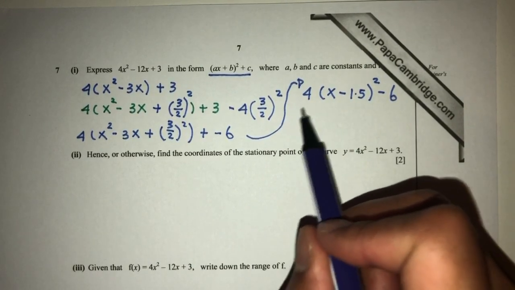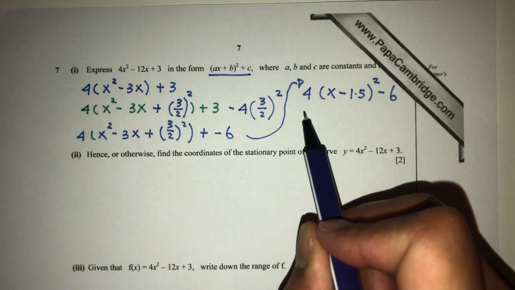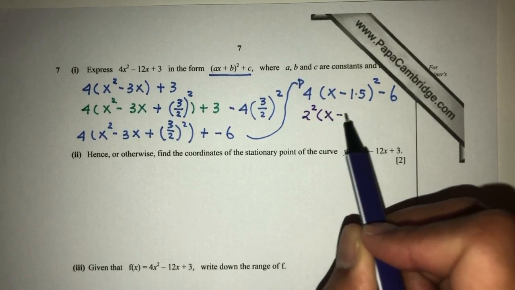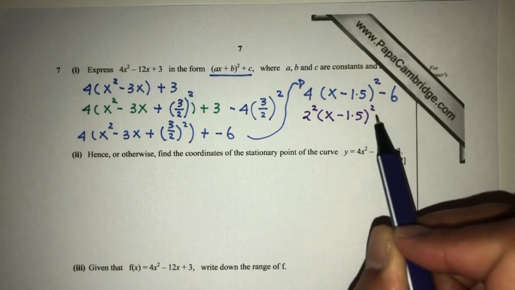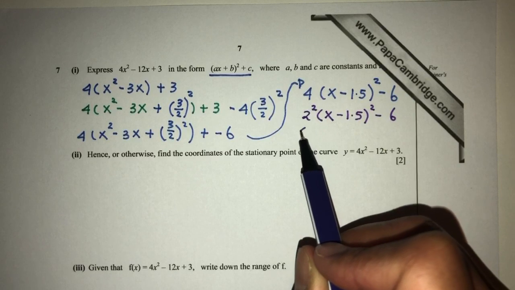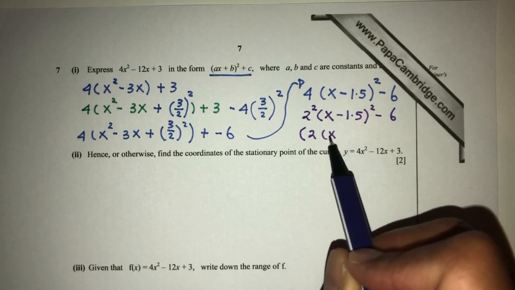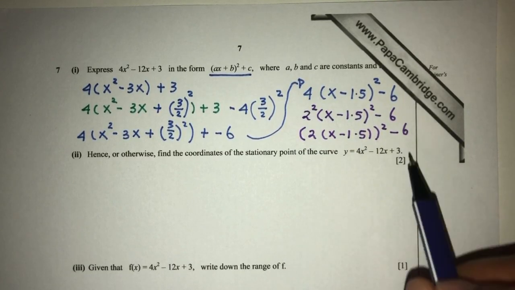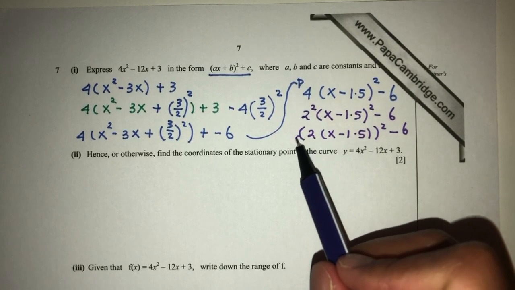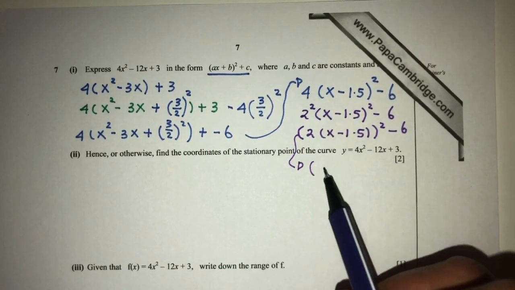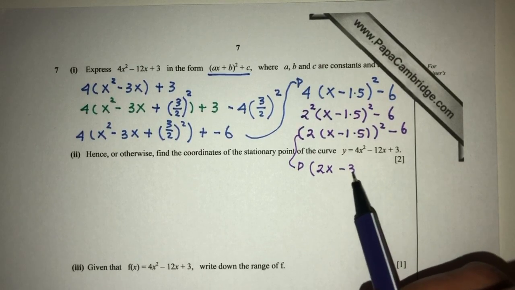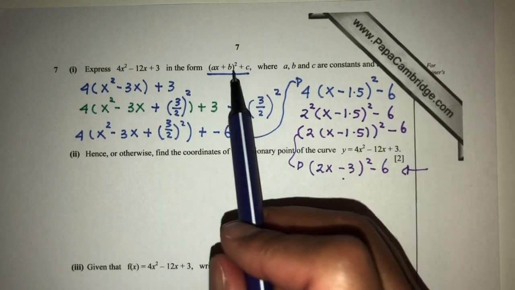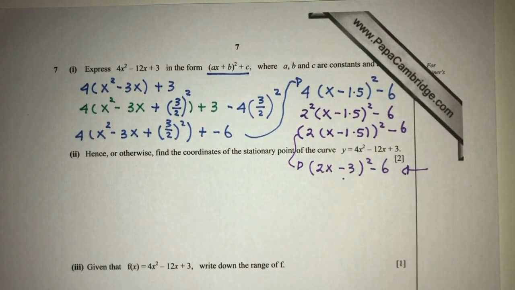So let's bring this in. If you convert this, that will be what? 4 is also 2 squared. That will be x minus 1.5 squared minus 6. Now we can just factorize. You have 2 here. X minus 1.5 squared, because they are both squared, minus 6. So finally, that should be what? You bring the 2 inside, that will be 2x minus 3 squared minus 6. Okay, this will be your answer for expressing this in this form. That will be question part 1.